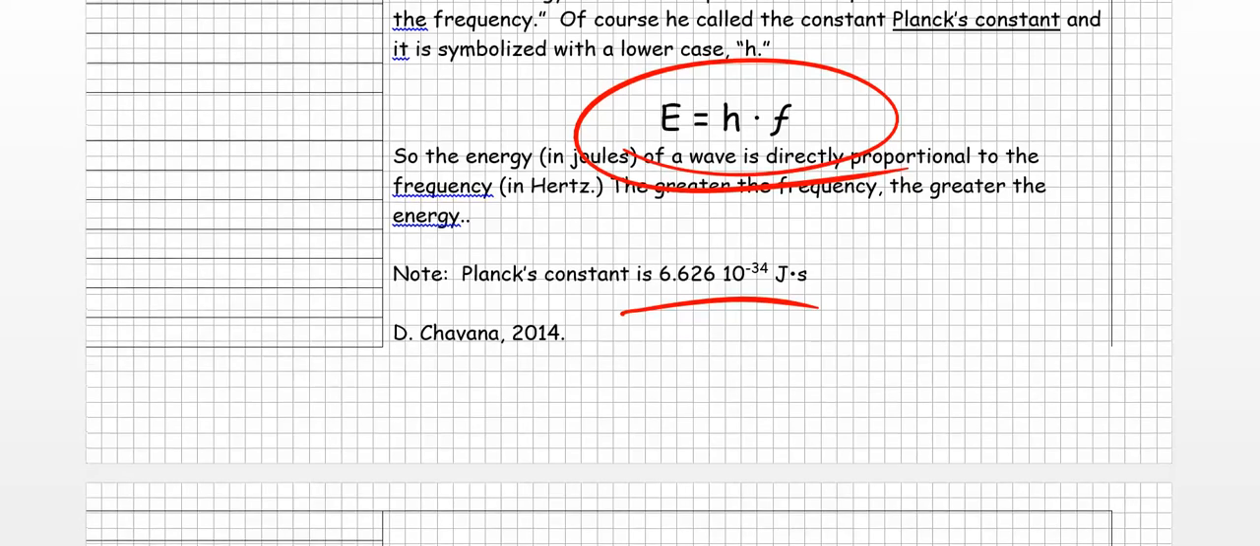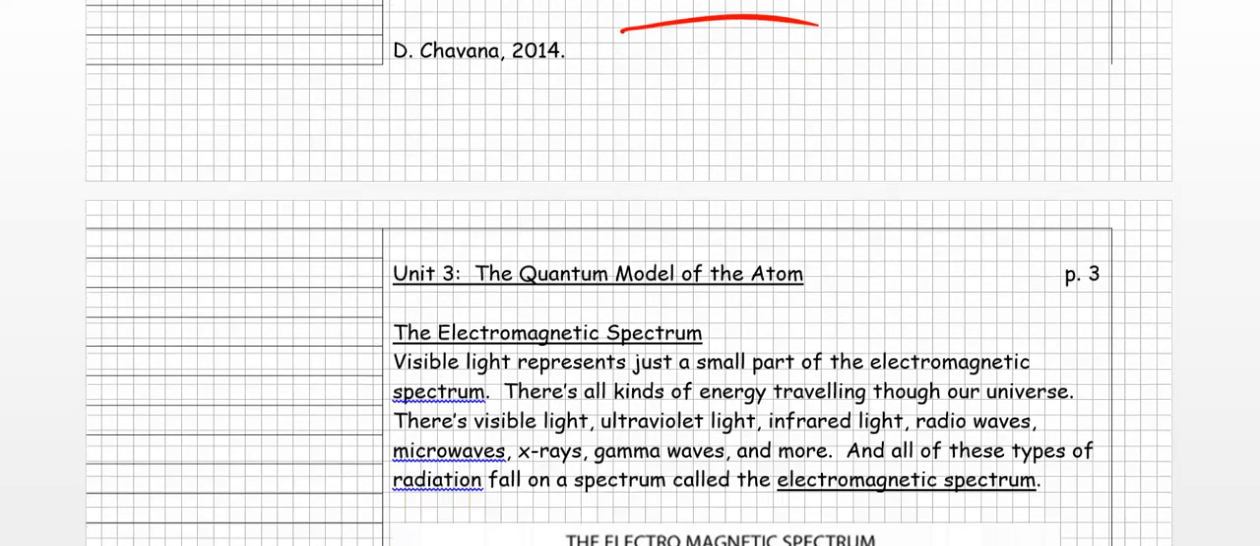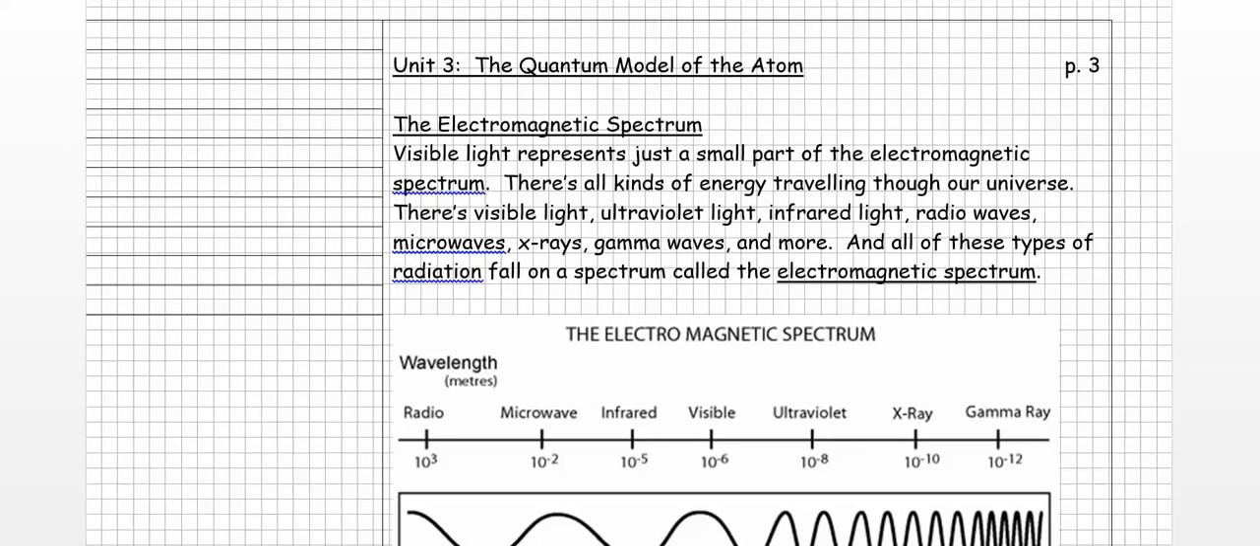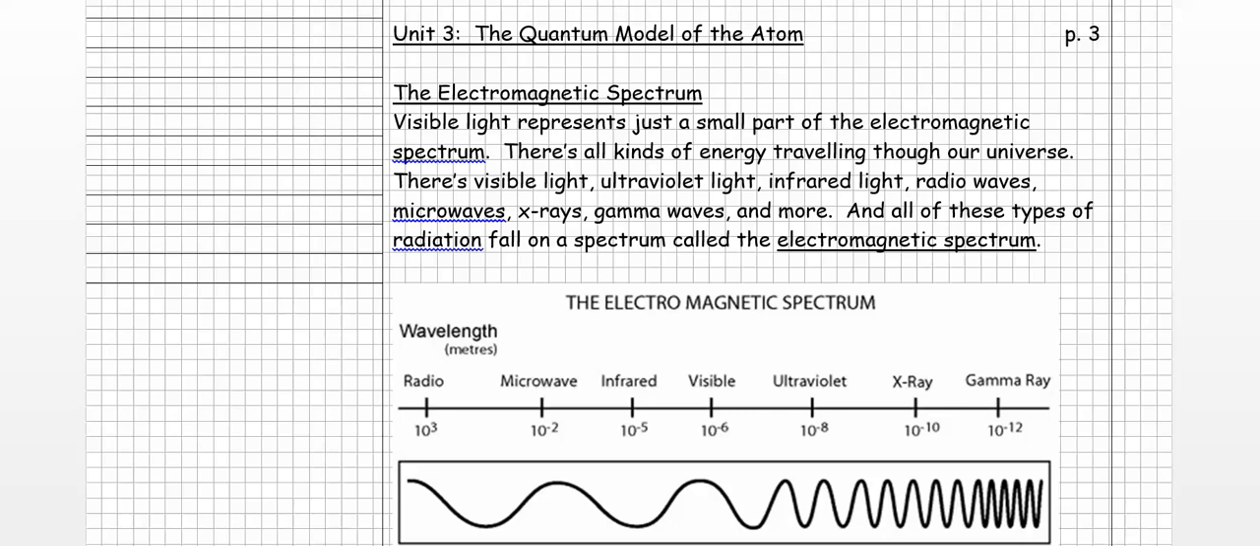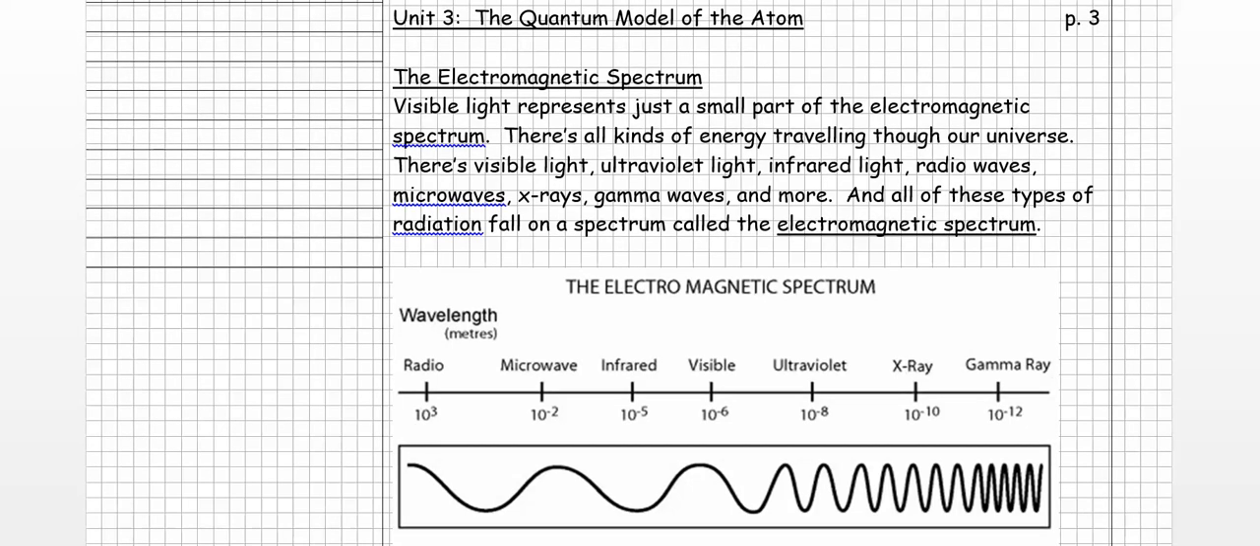That's what Planck contributed. Now what we want to talk about is the electromagnetic spectrum. Visible light represents just a small part of the electromagnetic spectrum. There's all kinds of energy traveling through our universe: visible light, ultraviolet light, infrared light, radio waves, microwaves, X-rays, gamma rays, and even more. All of these types of radiation fall on a spectrum called the electromagnetic spectrum.